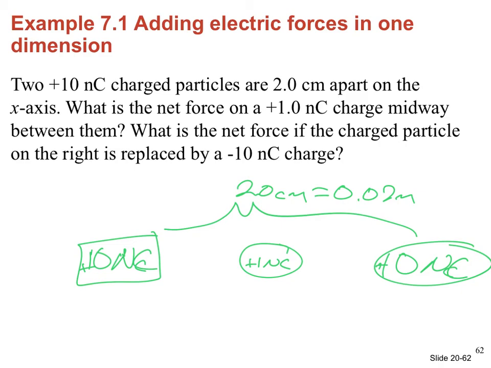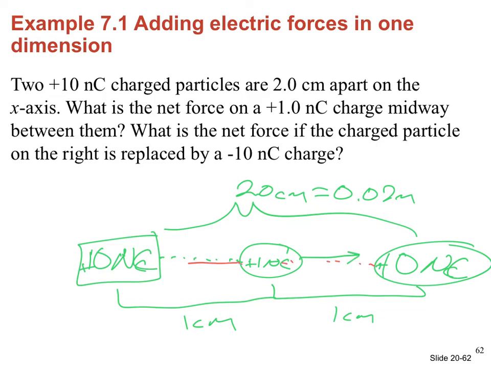What's the net force? Well, according to Coulomb's law, let's finish this off. That means this is 1 centimeter apart, and this is 1 centimeter apart. So there's a repulsive force that this one pushes that way, but there's another repulsive force that this one will push this way. And what's true about those forces? Well, they're going to cancel out, and my net force for the 1 nanocoulomb charge midway between is going to be 0.